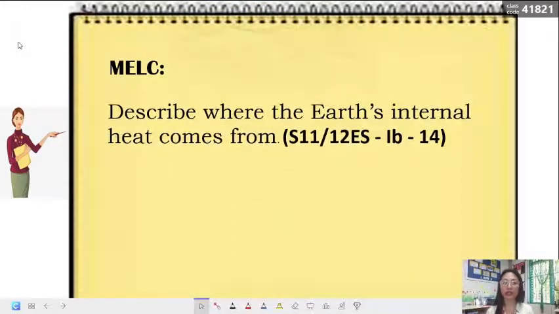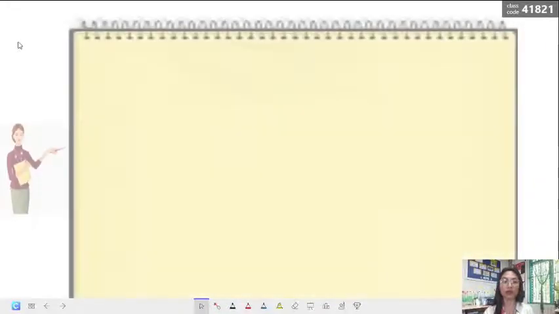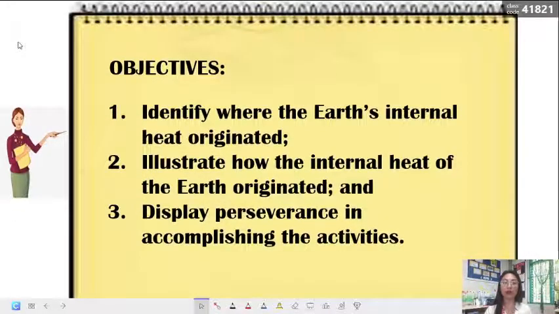Our lesson today is from the most essential learning competency that describes where the Earth's internal heat comes from. From this, we have these objectives. Number 1, identify where the Earth's internal heat originated. Number 2, illustrate how the internal heat of the Earth originated. And number 3, display perseverance in accomplishing the activities in our lesson.